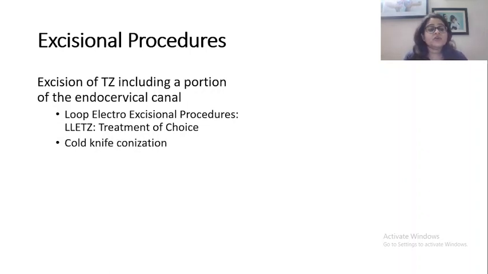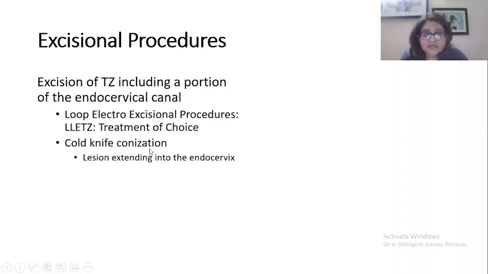What else can you do? You can also do a cold knife conization. What is a cold knife conization? Cold knife means you're not using energy. Whenever you encounter the word cold knife in surgery, it means you're using a scalpel. So you're removing a cone of the cervix by using a scalpel. You're not using any thermal energy source.